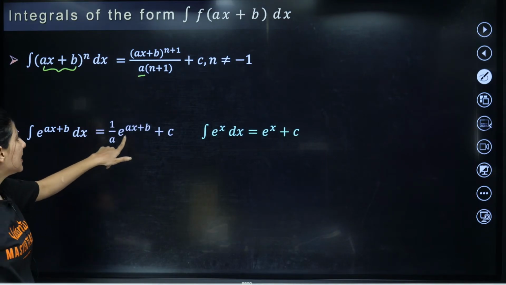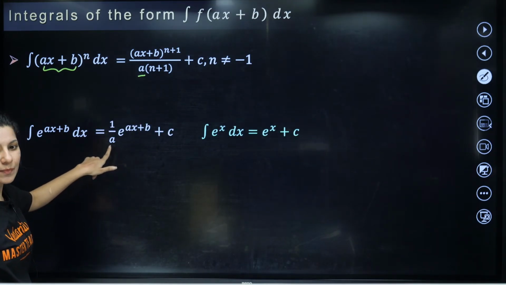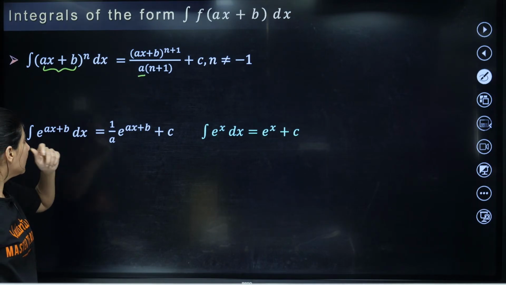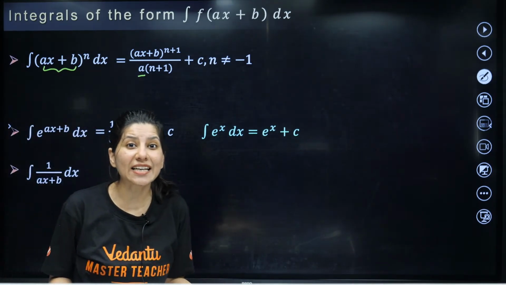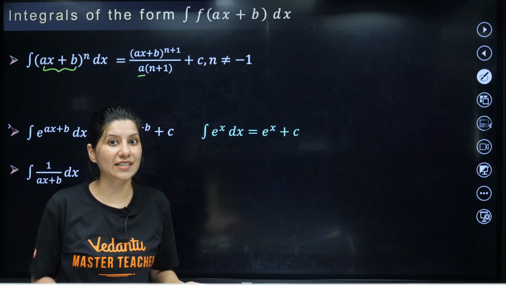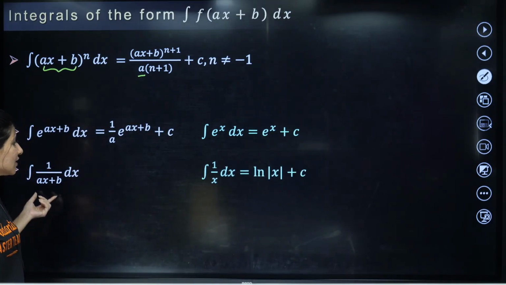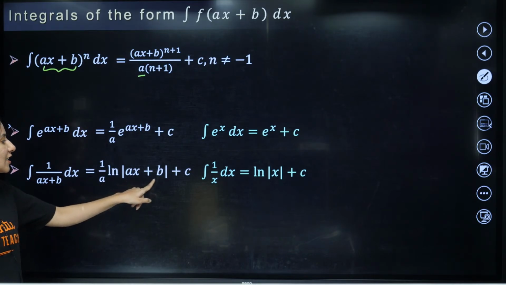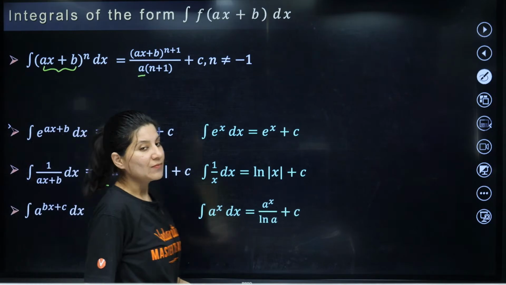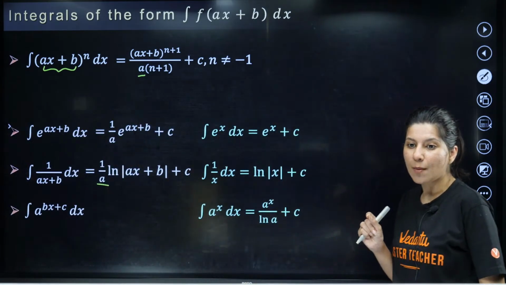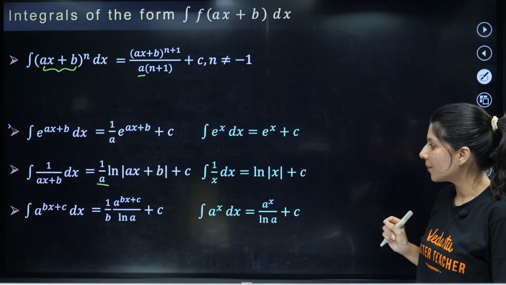e raised to power ax plus b upon a plus constant. Then we have 1 upon ax plus b. The integration of 1 by x was log of mod of x, but the integration of this will be log of mod of ax plus b upon a. So just notice that everywhere the same thing is happening, but just upon a. Upon a is appearing.